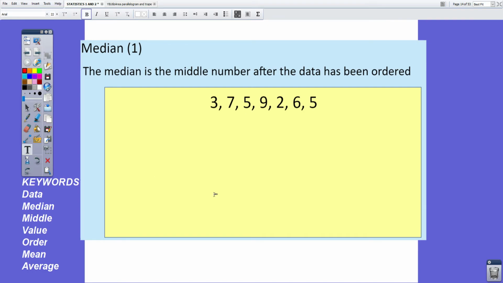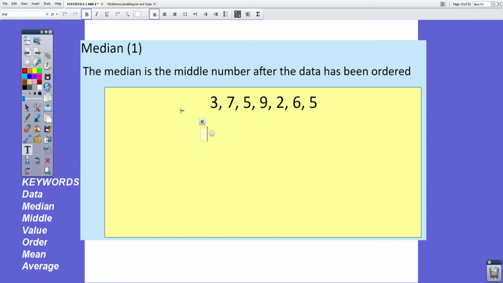Right, so first off we're going to look at what the median is. And the definition of the median is that it is the middle number after the data has been ordered. Now, ordered basically means putting the numbers into order of size from the smallest through to the largest. So if we take the numbers that we've got here, these data values, and we put them into order of size, starting with the smallest, well our smallest number here is a 2.